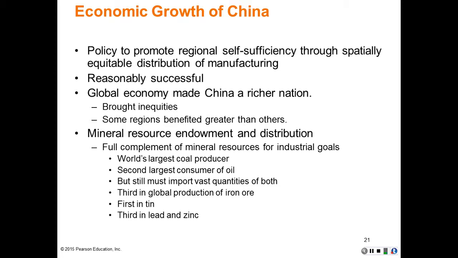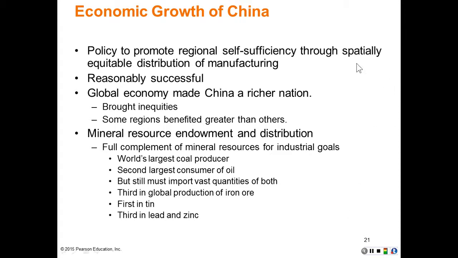Economic growth of China. Policy to promote regional self-sufficiency through spatially equitable distribution of manufacturing by creating various manufacturing zones, as we'll discuss here in a minute. This goal was reasonably successful later in the 20th century, and into the 21st century has been extremely successful. The global economy made China a richer nation, although it brought some inequities between the industrial East Coast regions and the interior agricultural regions. And even in the industrial regions, some places benefited more than others.